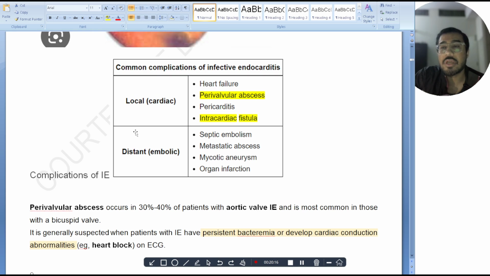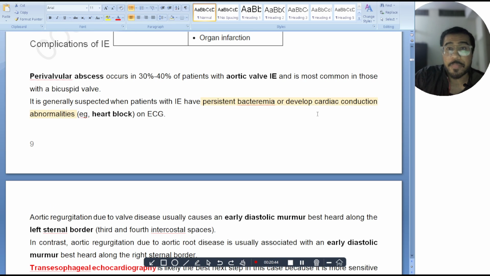If it's really obvious that a person is suffering from infective endocarditis, and you do an ECG of that person, and in that ECG you visualize a heart block, what is the reason behind that? Simple as that. It's perivalvular abscess. New onset heart block in a patient suffering from infective endocarditis is gonna be perivalvular abscess, because perivalvular abscess results in cardiac conduction defects like heart block.